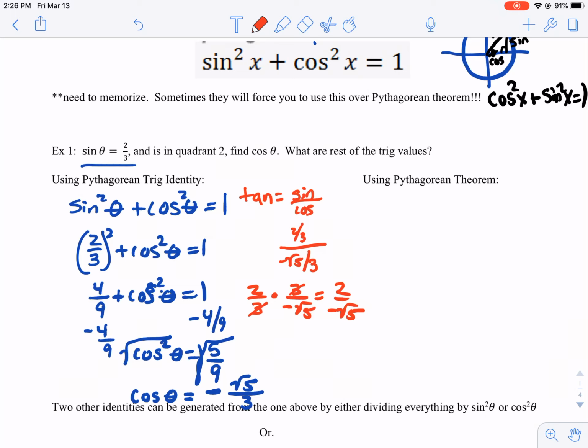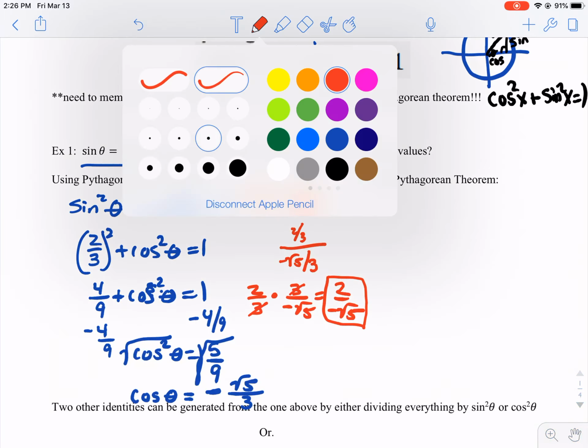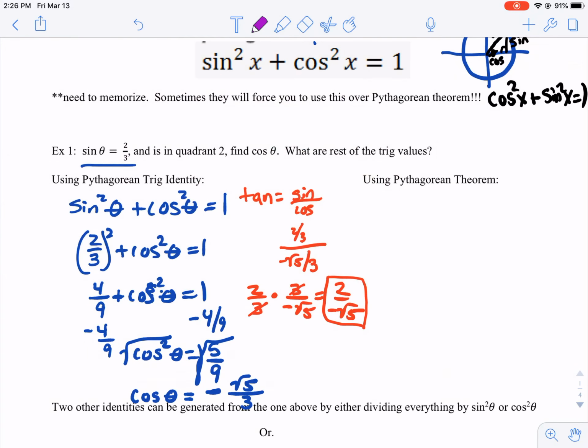Now, it didn't say in simplest form. If it did, I'd have to rationalize that denominator, but since it didn't, I'm going to leave it right there. Okay, so we now know the sine, we know the cosine, we know the tan. There are 3 other trig values. There is the cosecant, the secant, and the cotan. Those are our reciprocal functions.